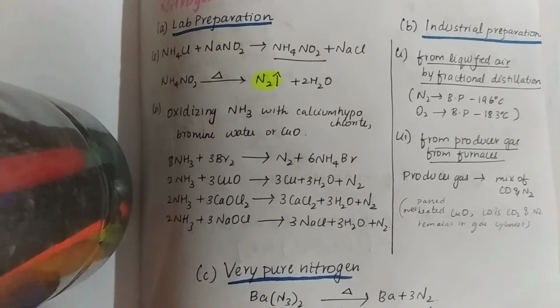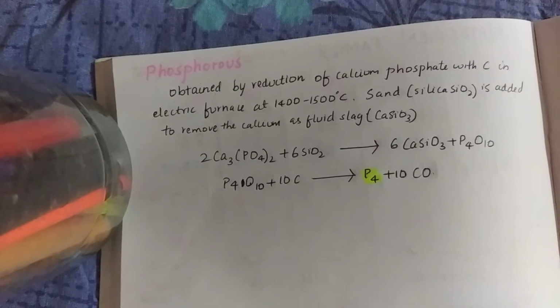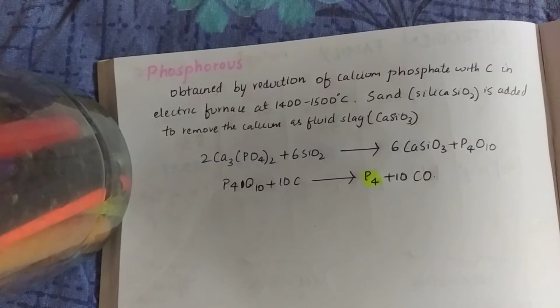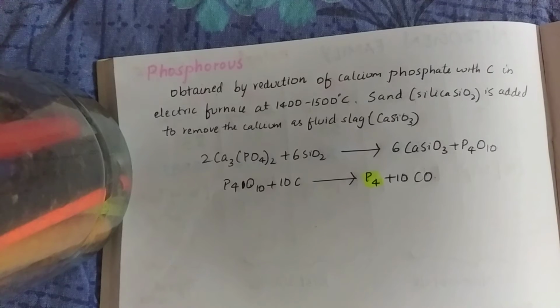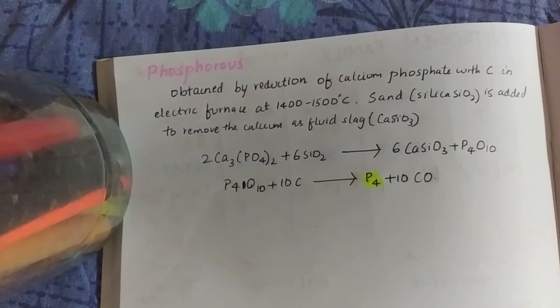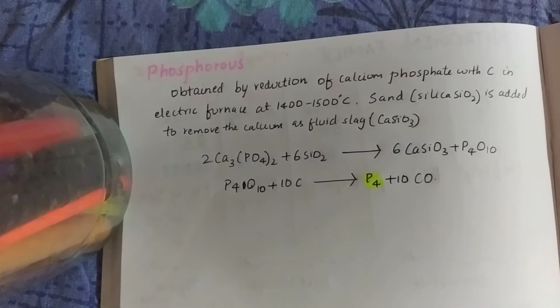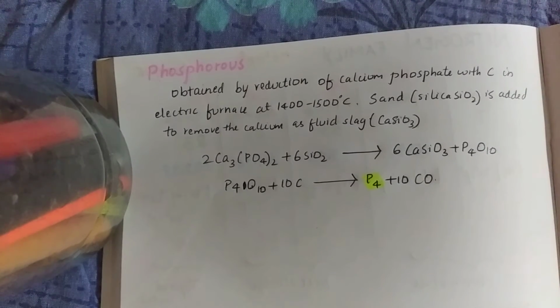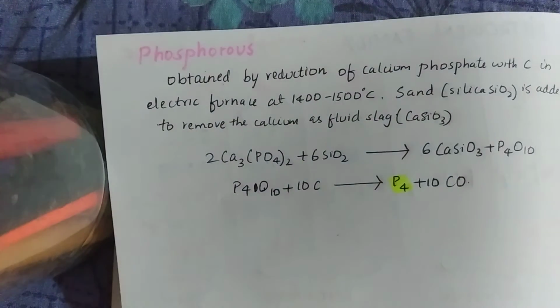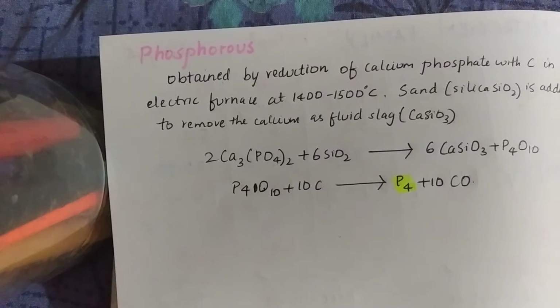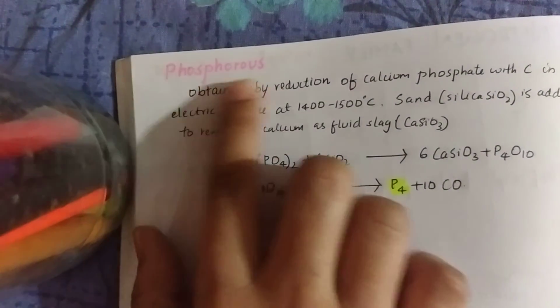Okay, and the next thing we have is phosphorus. I already told you that phosphorus and nitrogen are very important elements in group 15 in view of JEE Mains and Advanced. So we should totally focus on these two elements in group 15, and other elements can be neglected for now. We have already discussed nitrogen: lab preparation, industrial preparation, and very pure nitrogen. And now we'll be discussing phosphorus.